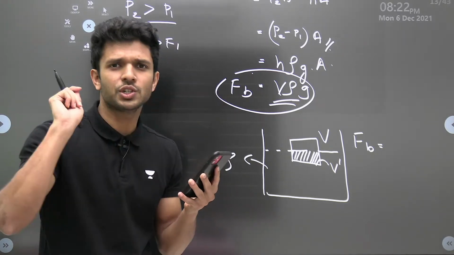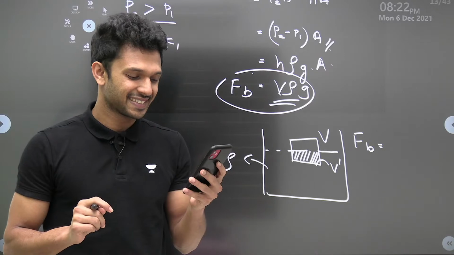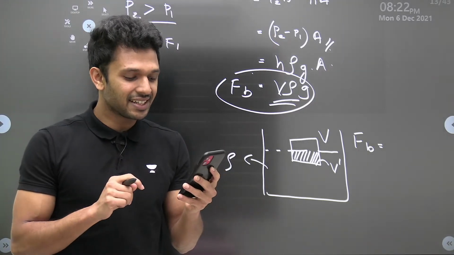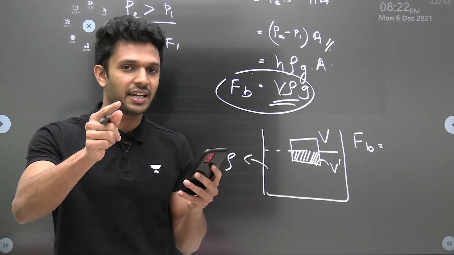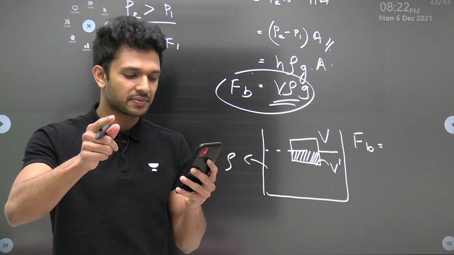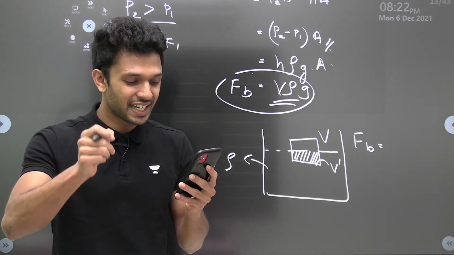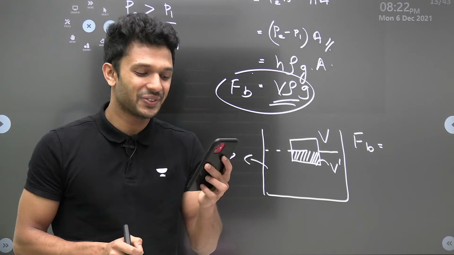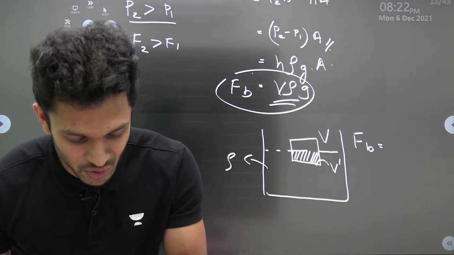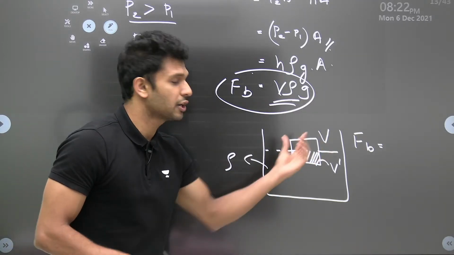Is it V rho g or V dash rho g? What is it here? Anthony, very good. Anthony gave me the first answer. Anybody else want to give the answer? Ramesh, V dash, Miara, V dash. Very good. Sabra, Ramesh, Shreya, very good. V dash. Why do we have to use V dash instead of V?